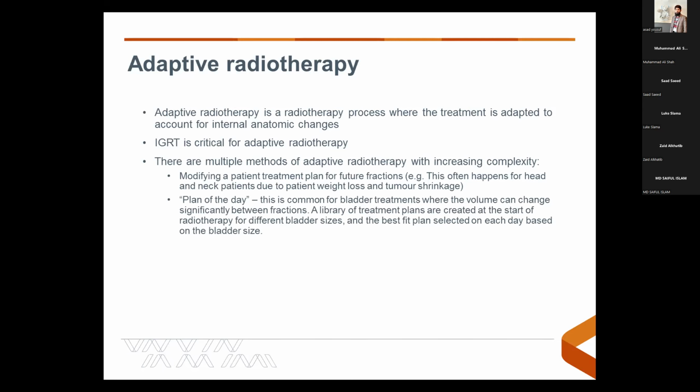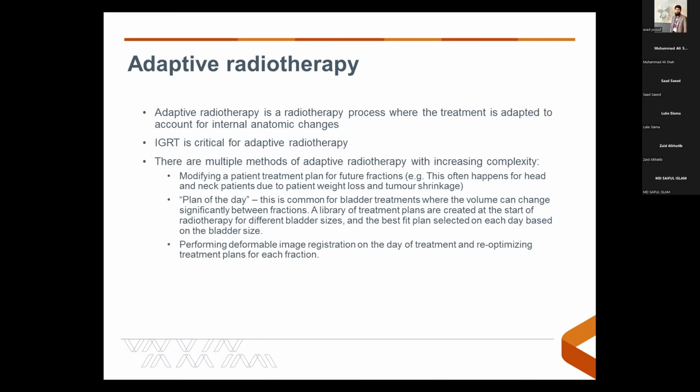Plan of the day. We have done it for bladder treatments in our center, where the volume of the bladder can change significantly between fractions. What we do is create a library of treatment plans at the start of the radiotherapy based on different sizes of the bladder. Then on the day of treatment, you pick the plan that closely matches the size of the patient's bladder on that day using IGRT. So it's a way of adaptive radiotherapy where you can pick the best treatment plan for the day based on the library that you already have.